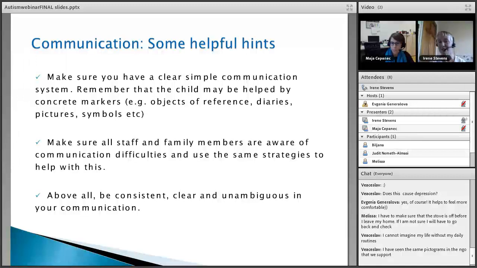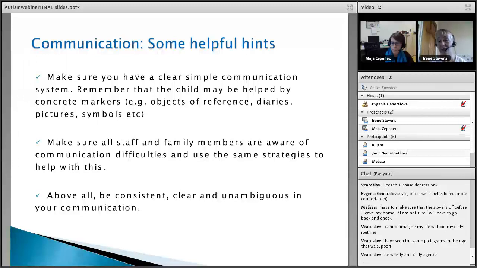Pictograms, yes, the visual timetables in the NGO. Yes, they're very effective. They've been shown to be extremely helpful, and they are something that they can change as life goes on, as a child gets older. But they always give that visual support to communication.